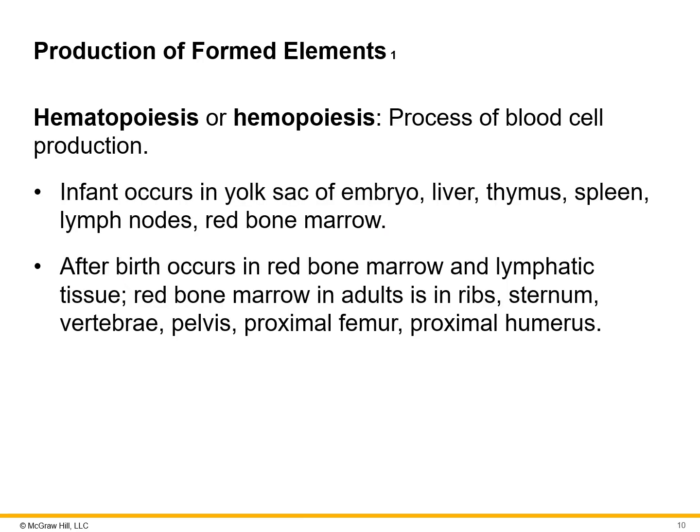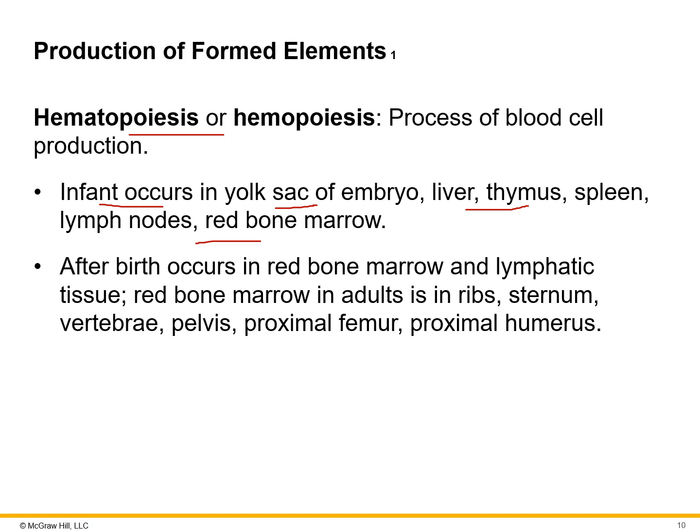All right, so then how do we actually make these? The production of blood cells is called hematopoiesis, and this is especially the production of red blood cells. In infants, this occurs in the yolk sac of the embryo, also in the liver, thymus, spleen, lymph nodes, and red bone marrow, which is where the production of these formed elements, these blood cells, is occurring.